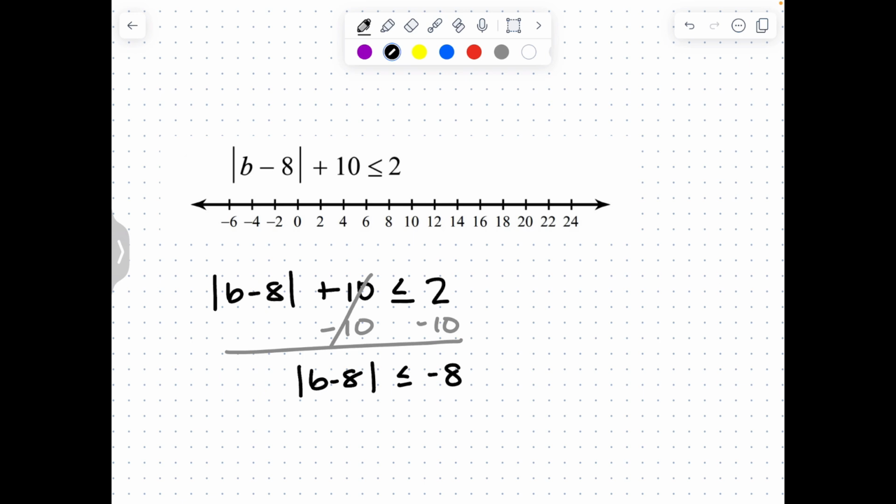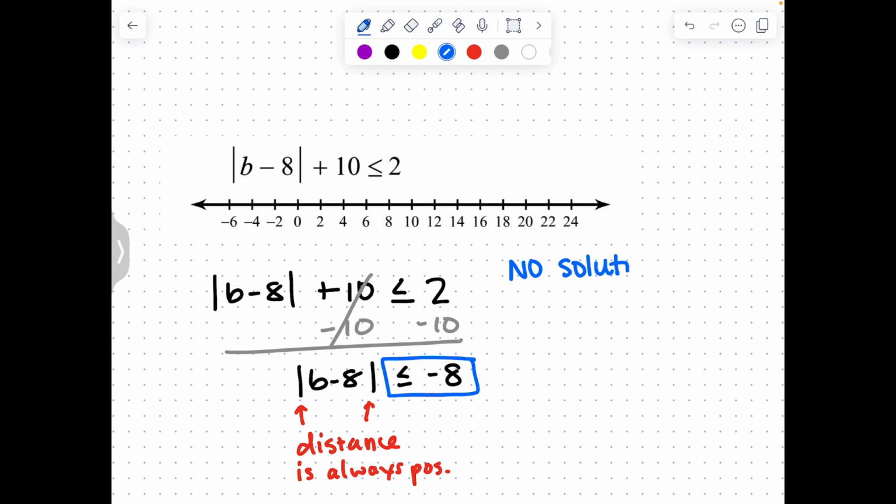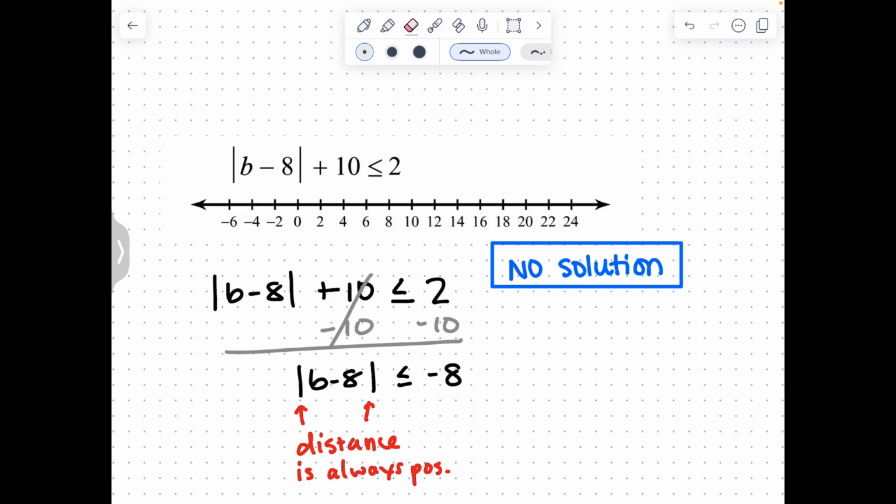But you should pause here for a minute, because remember, the absolute value means the distance from 0, and distance is always positive. There are no positive numbers that are less than or equal to negative 8. Those are all going to be negative numbers. So this one is actually impossible. This one we would just say no solution. There are no b values, no numbers we could put in for b that would make that a true statement. So, no solution. Third example was the easiest one.